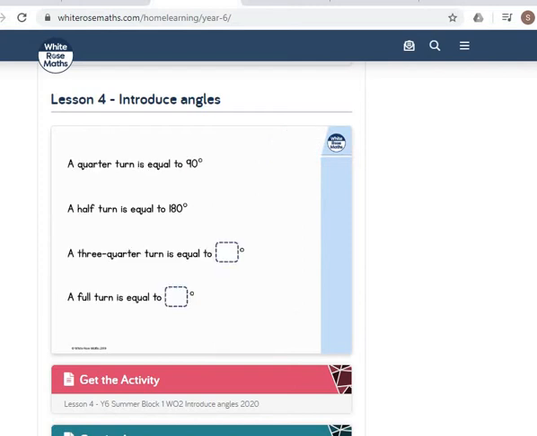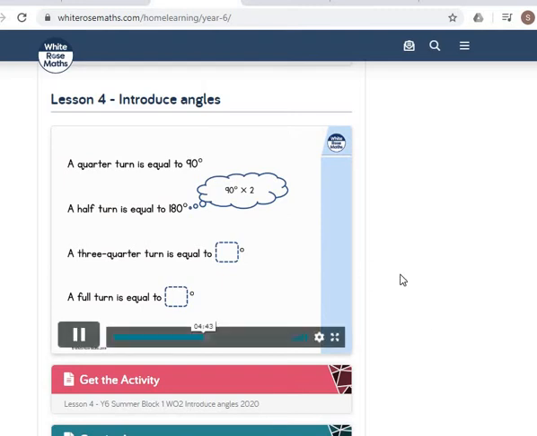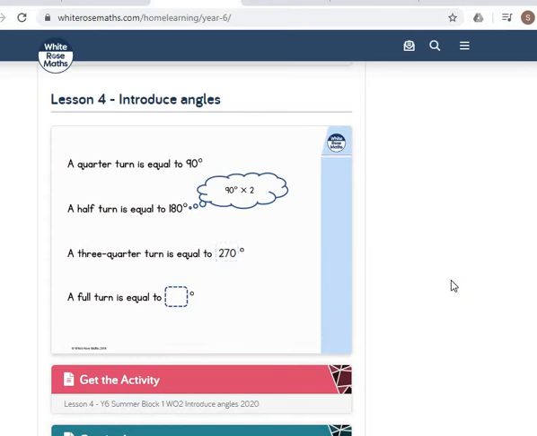A quarter turn is equal to 90 degrees, a half turn is equal to 180 degrees, a 3/4 turn is equal to blank degrees. Well, I remember that 90 degrees times by 2 was equal to a half turn. I wonder what the calculation would be to work out a 3/4 turn. If I don't know my 90 times table, I know 9 times 3 is 27, so 90 times 3 is 270. And a full turn is going to be another 90 degrees. 4 times 9 is 36, so 4 times 90 is 360. A full turn is equal to 360 degrees.